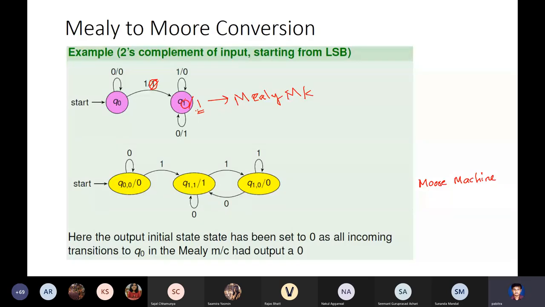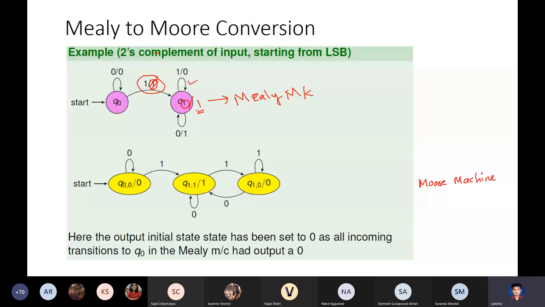So I am in Q1. I received an input 1. I'm back to Q1, I'm in Q1 again. But now I should output a 0. According to this edge in the Mealy machine, I should output a 0. But I have already been told that whenever I am in Q1, I should output 1. So this is a violation. This is not complying with this edge.